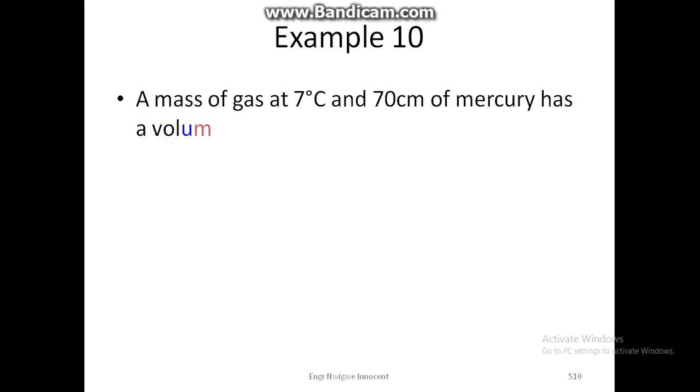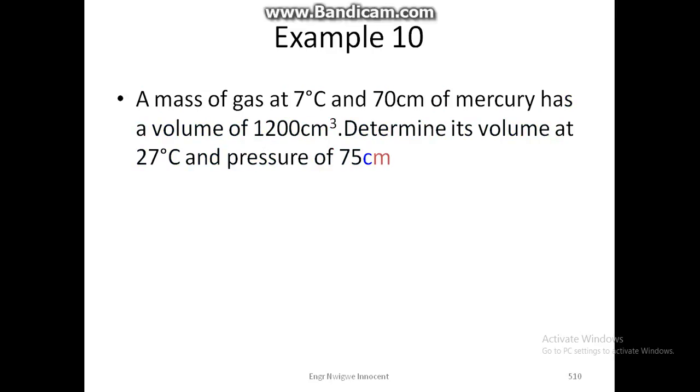Example 10. A mass of gas at 7 degrees Celsius and 70 cm of mercury has a volume of 1,200 cm cubed. Determine its volume at 27 degrees Celsius and pressure of 75 cm of mercury.